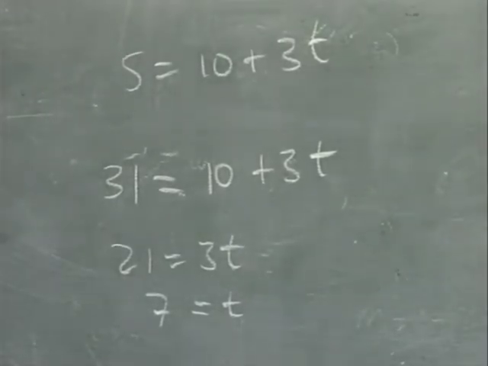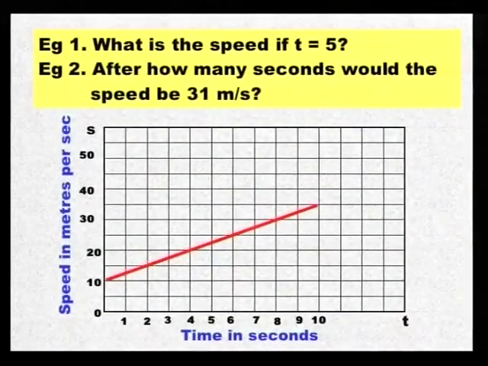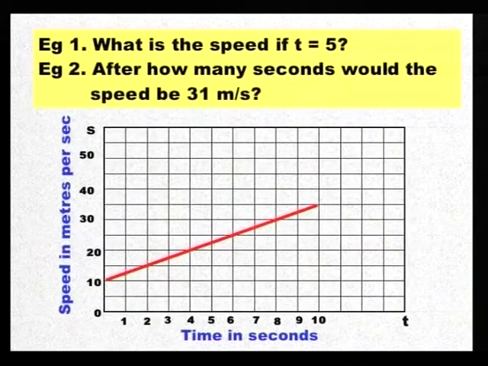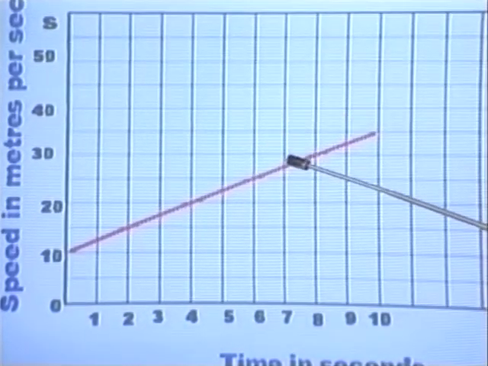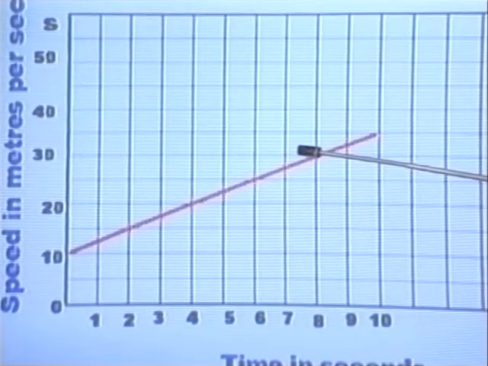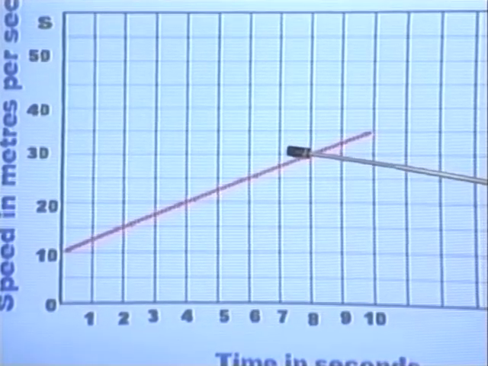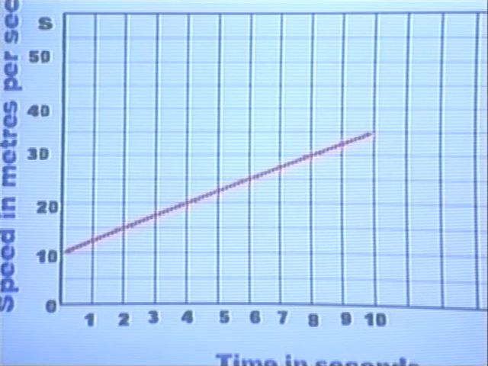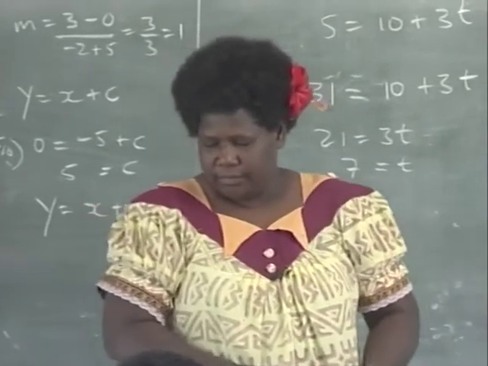Okay, the graph that I've got on the screen is not really drawn correctly. Something went wrong, but it's supposed to be 7. If the line is to follow the equation S equals 10 plus 3t, then at 31 the line should be somewhere up here for 7 seconds. So it's 7 seconds.